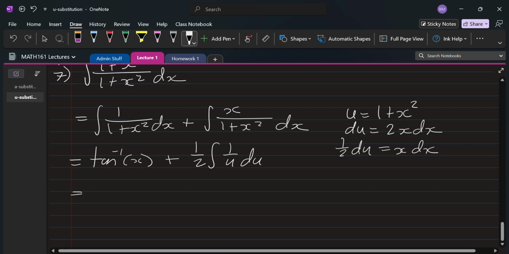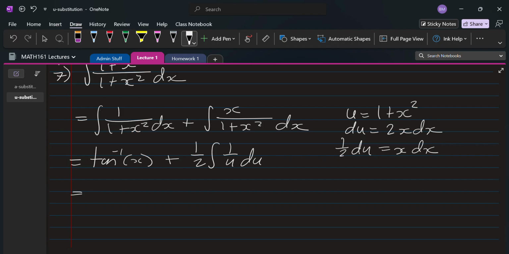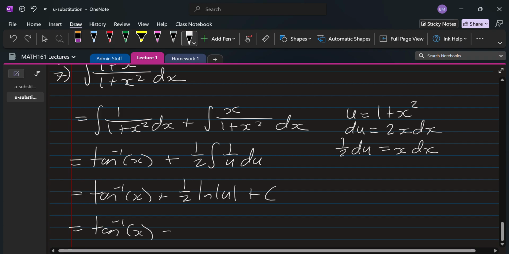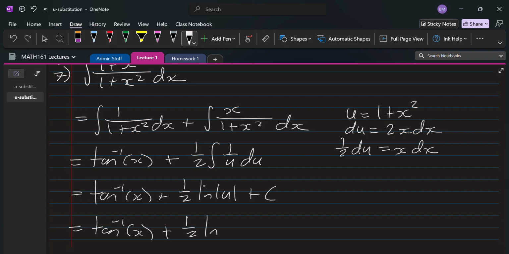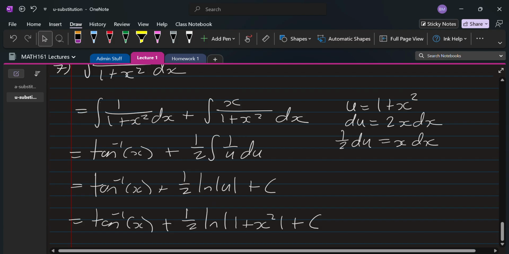Don't worry about the x's and the u's being on the same line. We'll fix that after this. So we've got tan inverse x plus 1/2 log of u plus c. And finally, arctan x plus 1/2 the log of 1 plus x squared plus c. Now everything's fine. Everything's in terms of x.